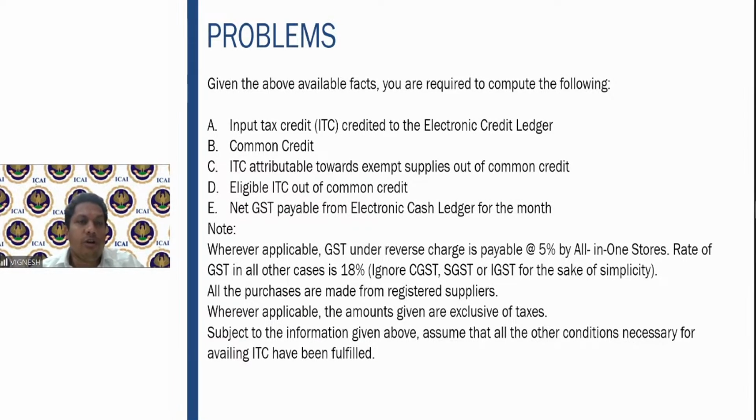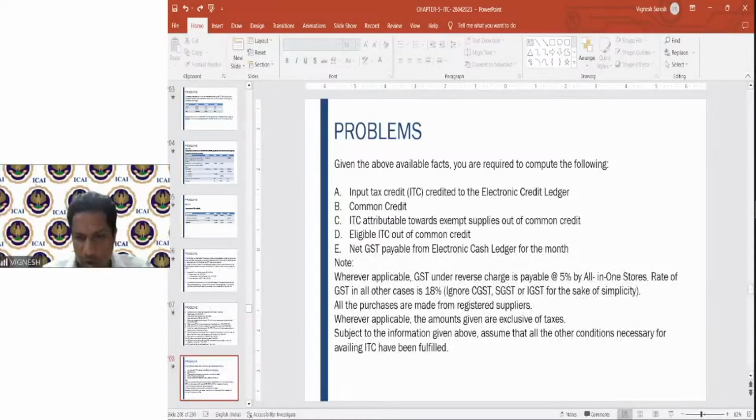So for all this, you have to work out first the input tax credit. You just work it out based on your knowledge. Don't worry about whether it is right or wrong. Just see what you're able to track and accordingly work out this problem. After that, we look at the solution. I'll give you 5 minutes, then we'll discuss the solution.